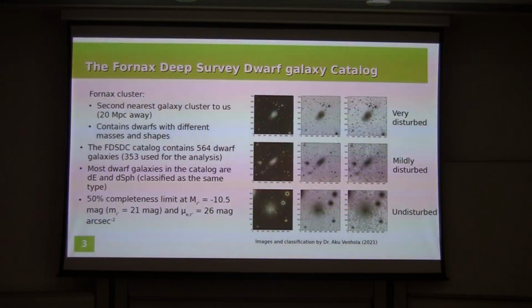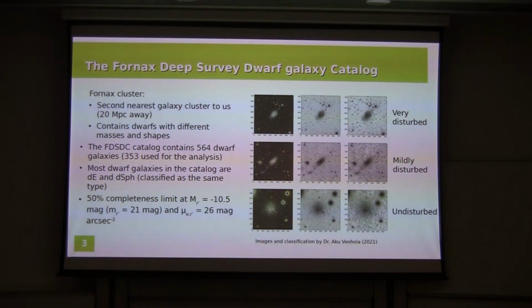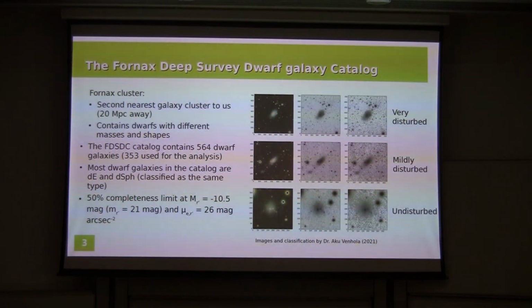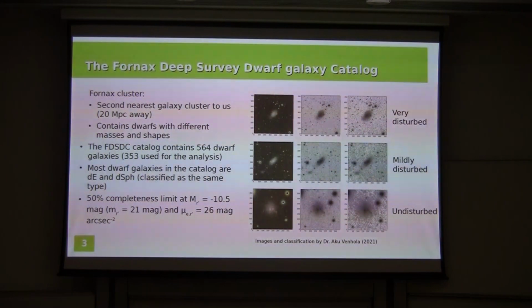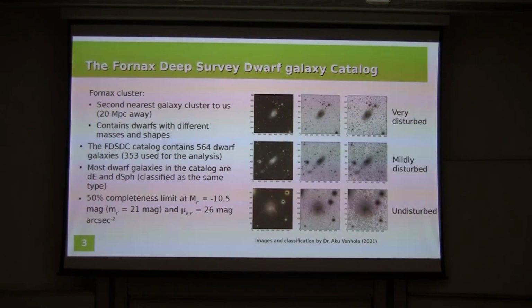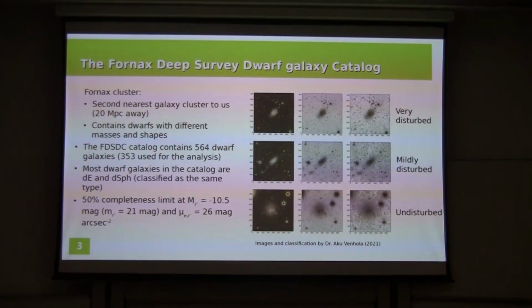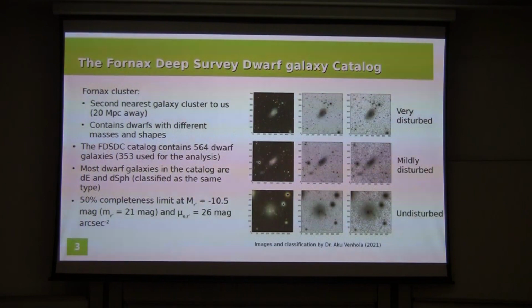The Fornax Deep Survey catalog contains several of these dwarfs. Most of them are dwarf ellipticals and dwarf spheroidals, and one particularity of this survey is that it has a 50% completeness limit at an absolute magnitude of minus 10.5 and a surface brightness of 26 magnitudes per arcsecond squared. This survey was able to observe dwarfs which were significantly fainter with respect to previous surveys of the Fornax cluster.